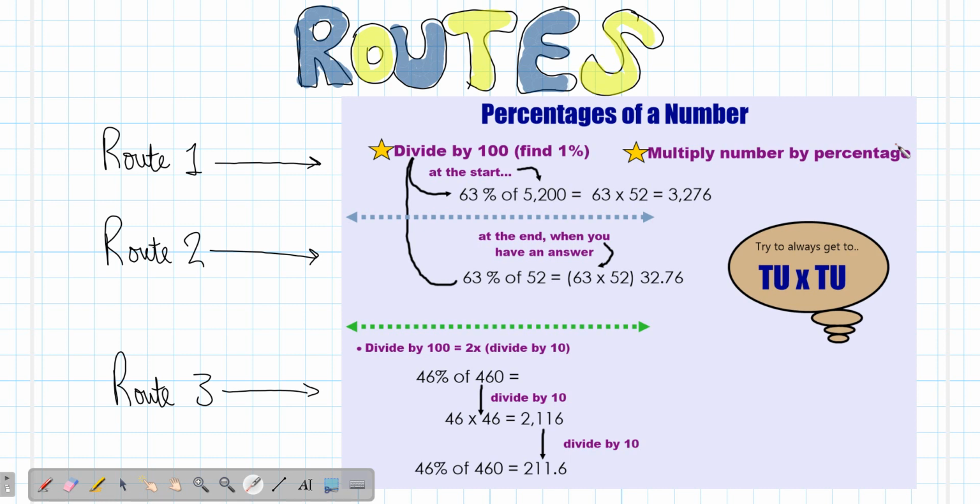The first route involves us dividing by 100 at the start. For instance, dividing the 5,200 by 100 to make 52. Route 2: we divide by 100 at the end, so we do the multiplication first and then divide the answer by 100. And then we have route 3, which is the trickier route, where our divide by 100 is two lots of divide by 10. So, for instance, 46% of 460, we divide 460 by 10, this is 46. We work out our answer, we divide that by 10 as well, and that gets us our 46% of 460. Let's look at each route in a bit more detail.